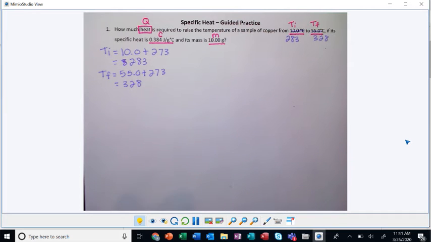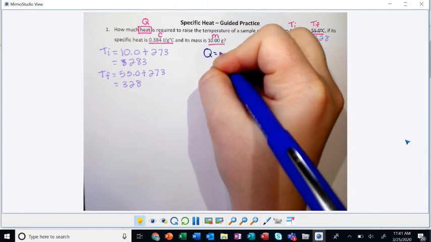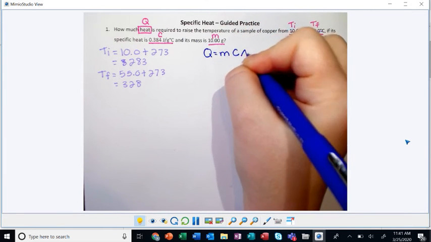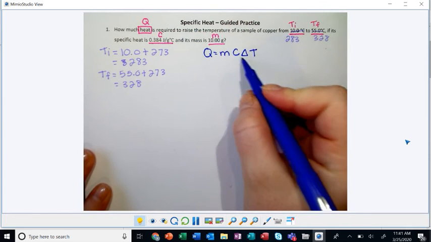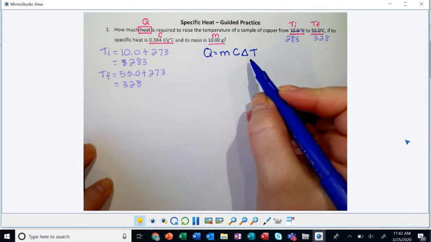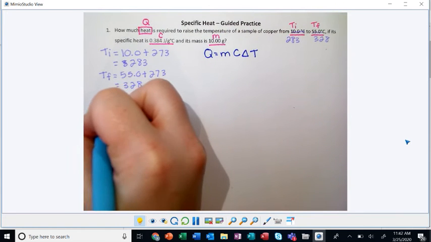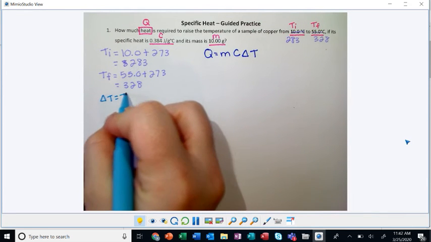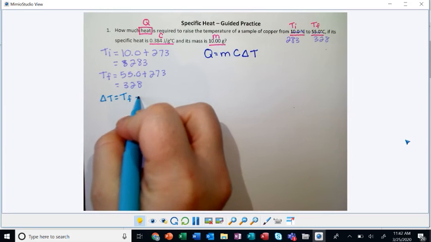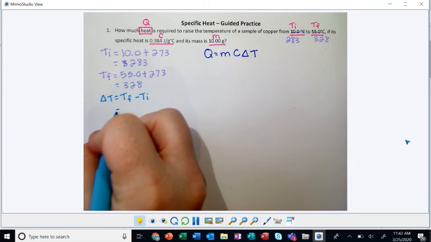So let's write out our equation. Our equation is equal to Q equals MC delta T. Now, we need to go ahead and we need to calculate this delta T term first so that we don't forget it and that we have it. I'm going to do just that. So our delta T, our change in temperature, is equal to T final, so TF minus TI, the final temperature minus the initial temperature. So I'm going to plug in our numbers.